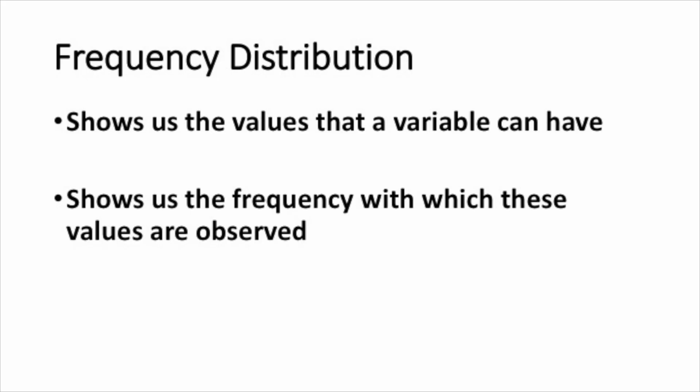So we'll start by making a frequency distribution, which shows us the values that a variable can have and the frequency with which these values are observed. And we'll look at a variable that measures the educational attainment of a sample of tourists.